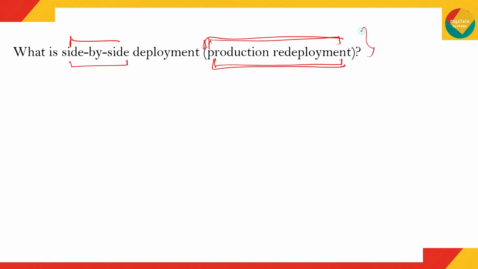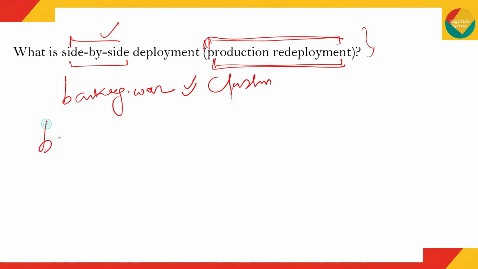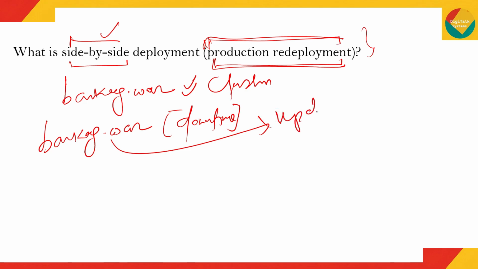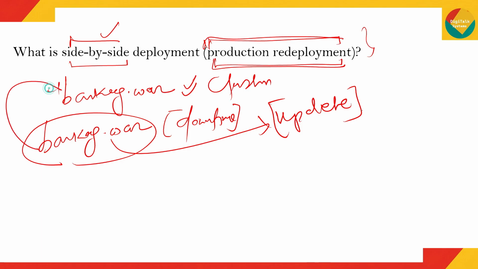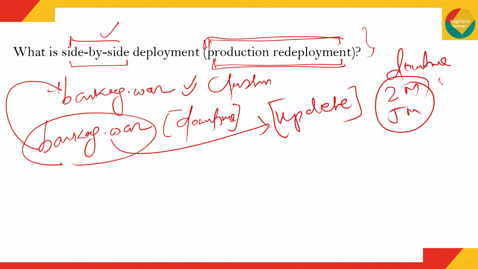Now, what is the benefit of production redeployment, which is also called a side-by-side deployment? For example, I have an application banking.war deployed, which is up and running in my cluster. Now, tomorrow I got a new version of my application that I want to deploy, but I don't want to go with the downtime. If I straightforward initiate the update, then during the deployment of the new code file, when it is replacing the old one, maybe for 2 minutes or maybe for 5 minutes, it is a downtime for my application. I don't want to go with a downtime. So for that, we have a production redeployment, which is also called side-by-side deployment.